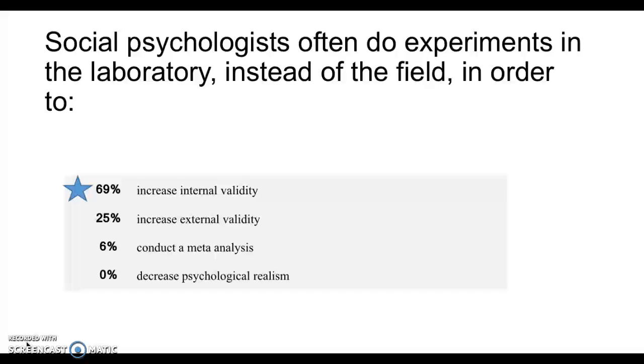All right, so our next question is talking about internal and external validity. Social psychologists often do experiments in the laboratory instead of in the field in order to increase internal validity, which is the correct answer. It's that first one at the top. So it looks like a lot of you guys got this right answer, but some of us are mixing up internal and external validity. And a couple of us are actually responding with the meta-analysis answer.